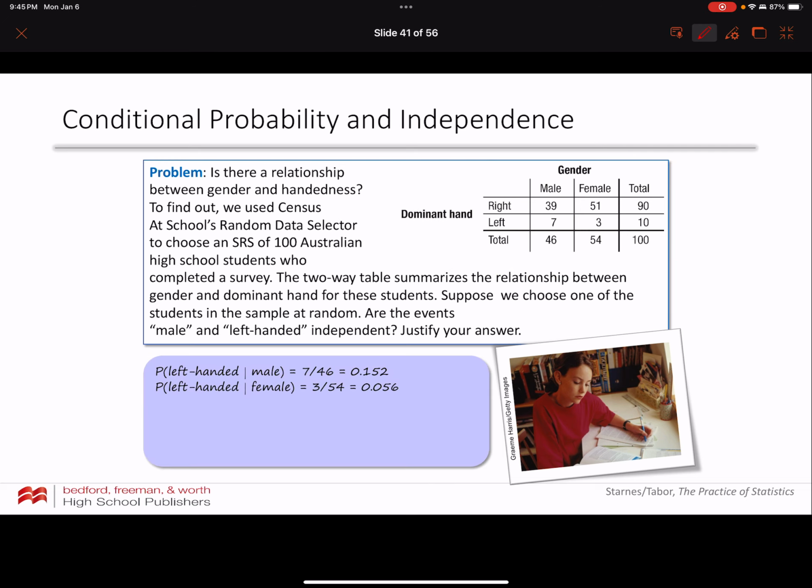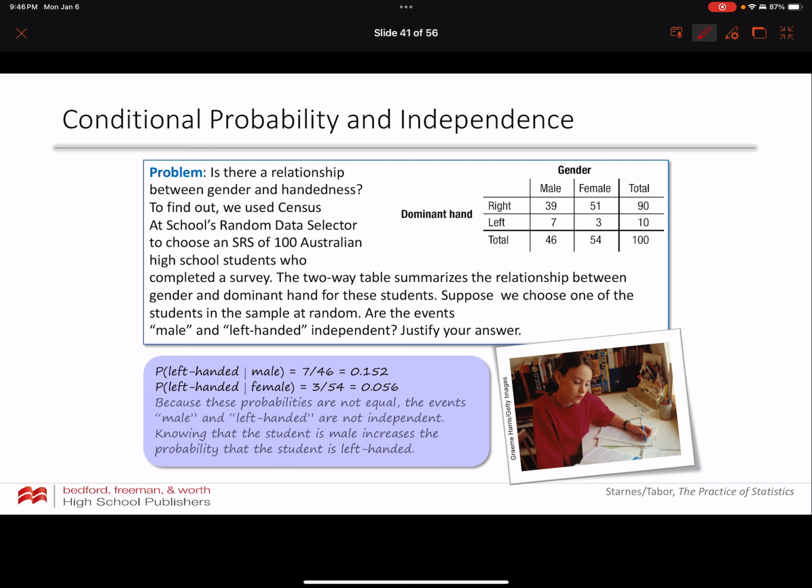So what's the probability that someone's left-handed given that they're male? In other words, if I just look at the males, the probability that someone's left-handed is 7 out of 46. The probability that someone's left-handed given that they're female is 3 out of 54. These two probabilities are very different. And I could have also said, what's the probability just that someone's left-handed would be 10 out of 100, or in other words, 10%. So none of these are equal to 10%.